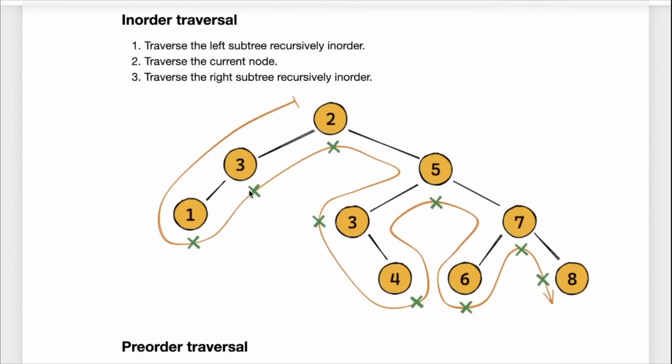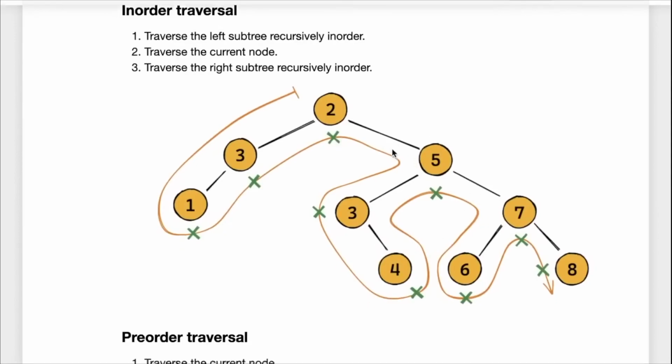Then we go to 3 and now we have visited the left subtree of 3. So now we can visit 3. And then the next step is to visit the right subtree of 3. But of course, 3 does not have a right child. So there is no right subtree to visit. So we can move back up to 2. Now we've visited the left subtree of 2, so we can visit 2. So we print 1, 3, 2. And now once we've visited 2, we can visit the right subtree of 2.